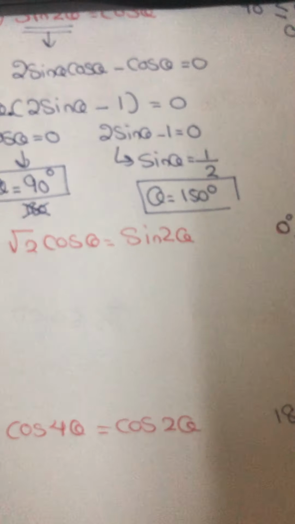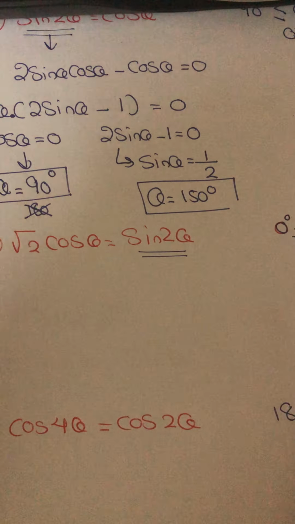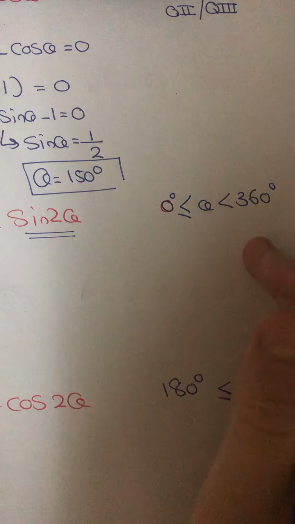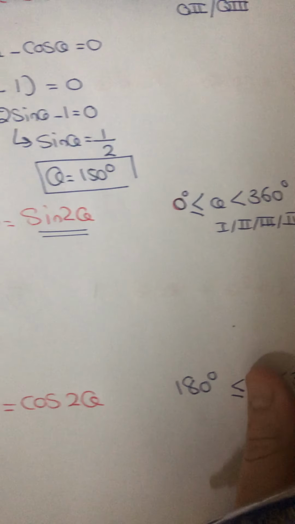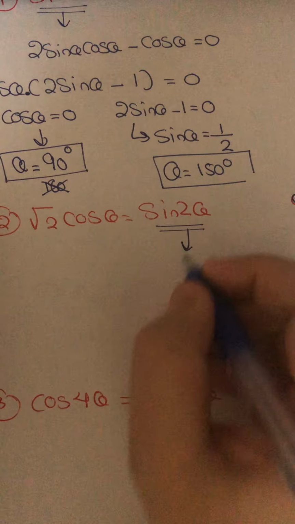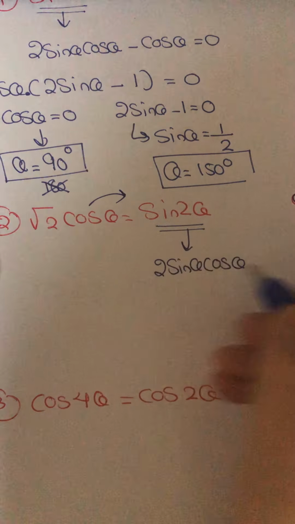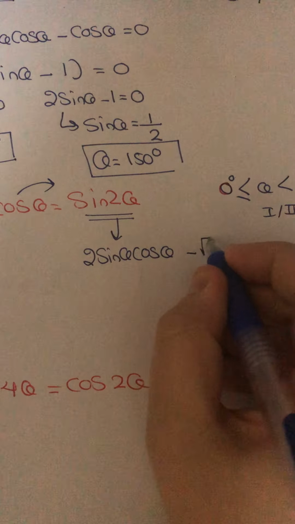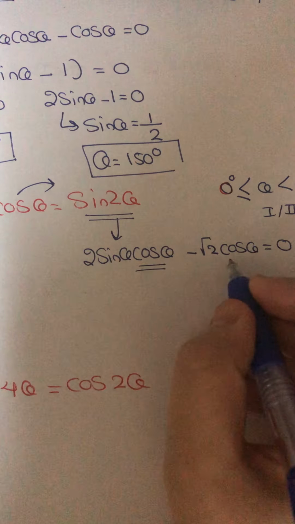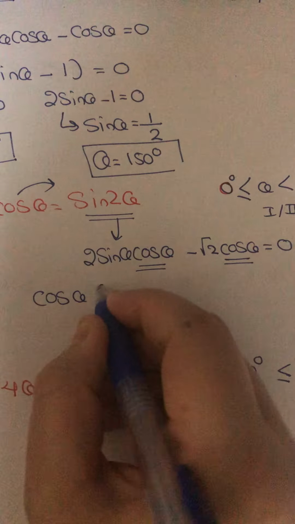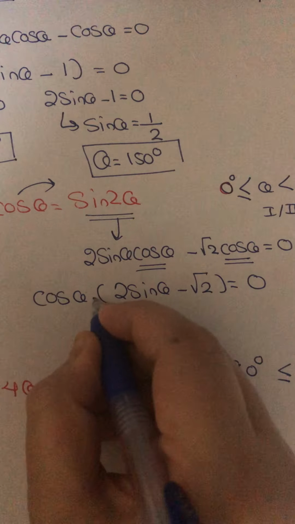Okay, for the second question, this is cosine theta. I cannot do anything to it, but this is sine 2 theta. And here the interval is 0 to 360, which means quadrants 1, 2, 3 and 4, all the unit circle, and only the unit circle. So for this one, I would change it to 2 sine theta cosine theta, and in the same step, I will send this here, so it will be minus root 2 cosine theta equals 0. I think I should take cosine theta as a common factor, so 2 sine theta minus root 2 equals 0. Now I can use the zero product property.